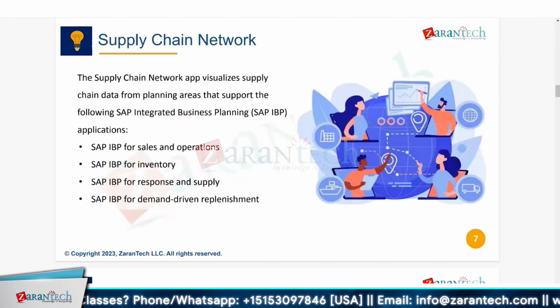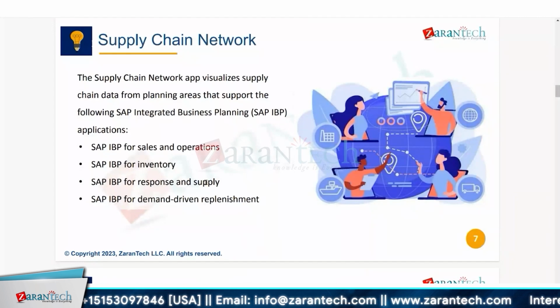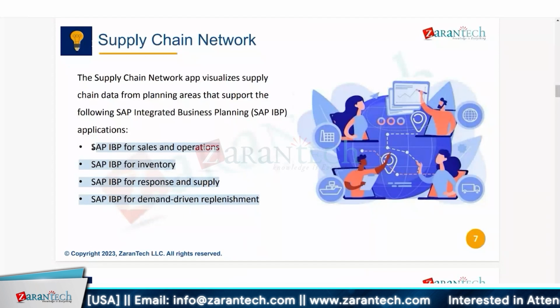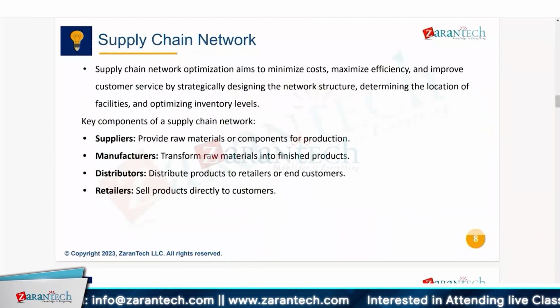So in supply chain network, okay, as we have seen, the IBP diagram wherein you see IBP for sales and operation planning, then inventory, then response and supply, and demand driven replenishment. So DDMRP. So all these points we have already covered in the previous sections. Okay. So we move on to the other slide, which is basically supply chain network.